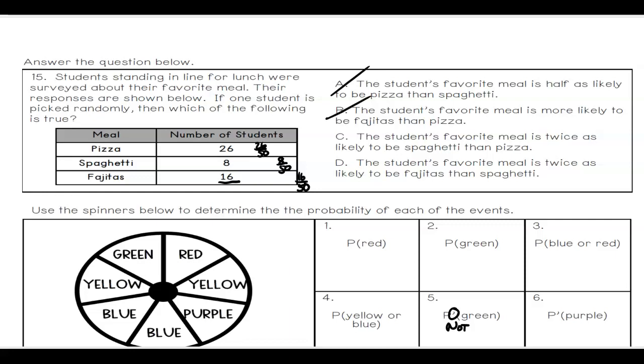The student's favorite meal is twice as likely to be spaghetti than pizza is. Spaghetti twice as much as pizza? Well, no, 8 times 2, that's not twice as much. So it's got to be D. The student's favorite meal is twice as likely to be fajitas than spaghetti. Right? 16 is twice of 8.